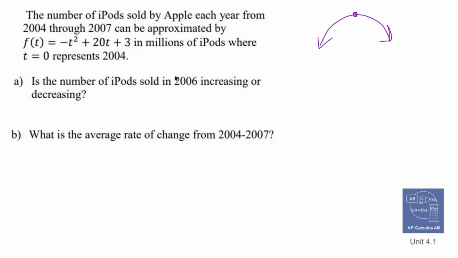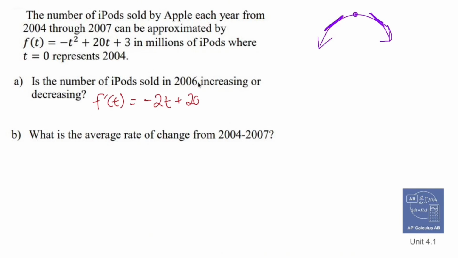All right. A is asking where it's increasing or decreasing. Well, I don't know where it's increasing. I don't know where the vertex is. I could find it, but I'm going to use calculus to do it instead. If I want to know if it's increasing or decreasing, I can just find the slope and see if the slope is negative or positive. Now, how do I use calculus to find the slope? Take the derivative. F prime of t is going to give us the slope at any given t. So when I take the derivative, this is just power rule: the derivative of negative t squared is negative 2t. The derivative of 20t is plus 20, and then plus 3 does nothing for me.